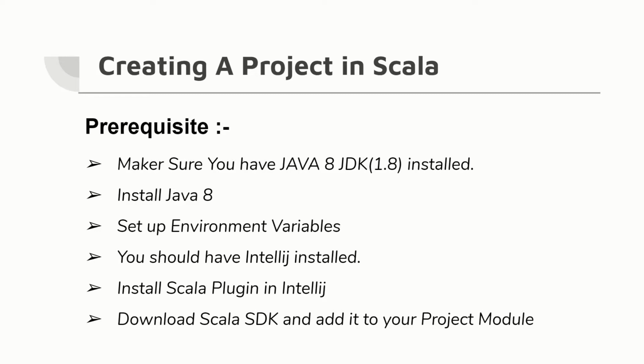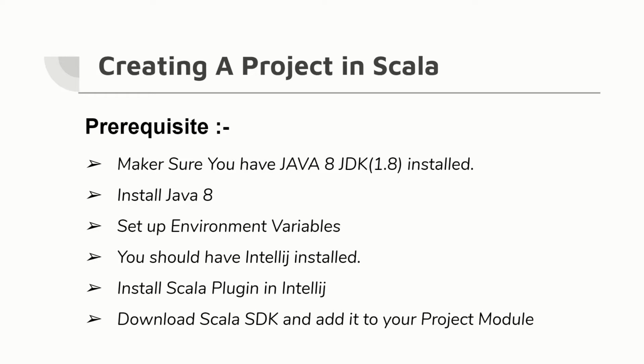So today we will be learning how to create a project in Scala. For creating a project in Scala, the prerequisite is that you should have Java 8, popularly known as the 1.8 JDK version, installed in your system already. If it is not, then we'll see how to install Java 8, and then it's very important to set up environment variables. We'll set up the environment variable as well, and then of course we'll be building our project in IntelliJ. So we need to have IntelliJ set up also in our system.